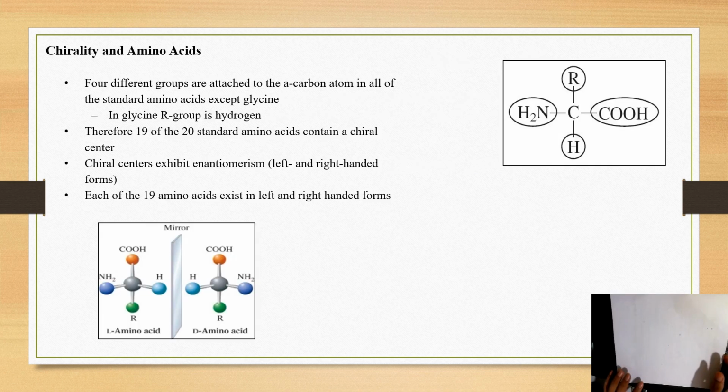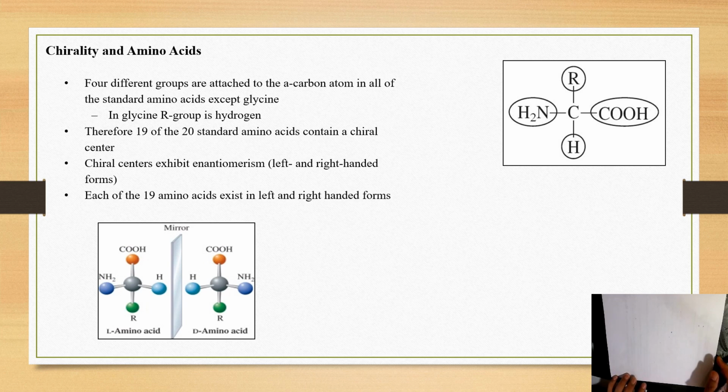We have learned before that a chiral center is an atom that is attached to four different groups. And when a molecule contains a chiral center, the molecule exhibits enantiomerism. There are two forms of enantiomers, the left and right form. The left being the levo or L, the right being the D or dextro. We have learned that in the carbohydrates.